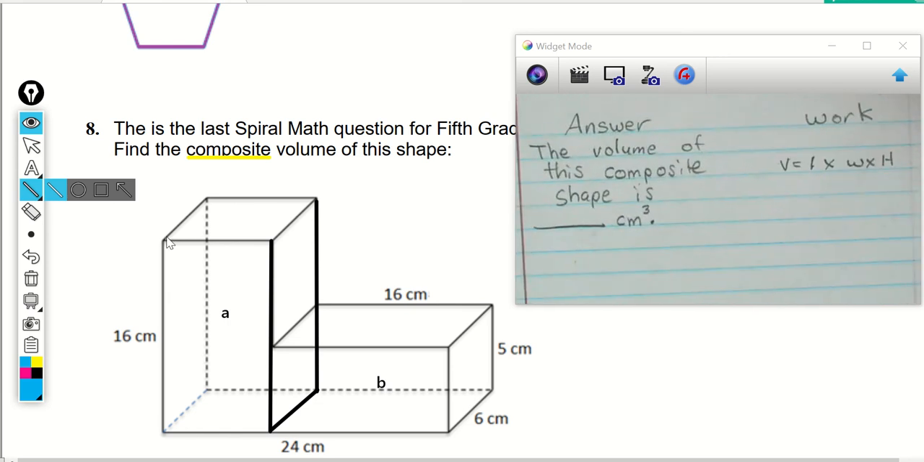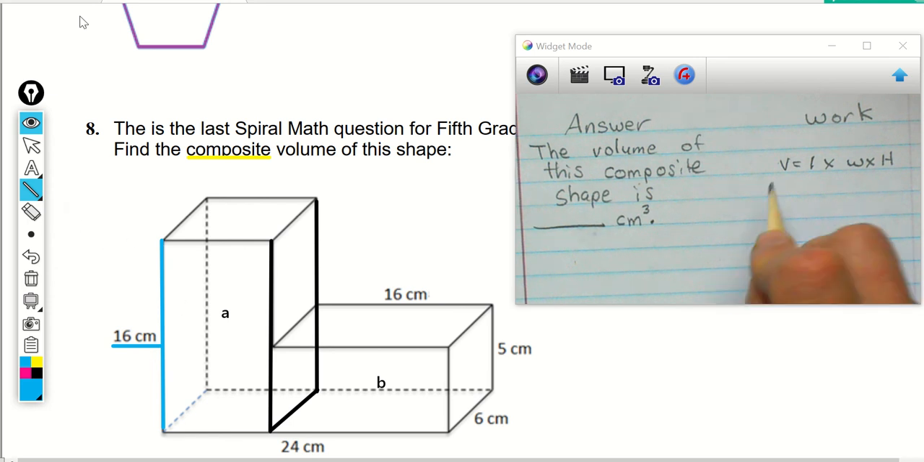The first thing I notice is that I see a side here that goes from top to bottom, and that's for shape A, and that's 16 centimeters. Right here, this top to bottom is 16 centimeters. So for A, the volume is going to equal, well, I know the height right now, so I'm going to put 16. I don't have my length and my width yet, but I can do some things to figure that out.